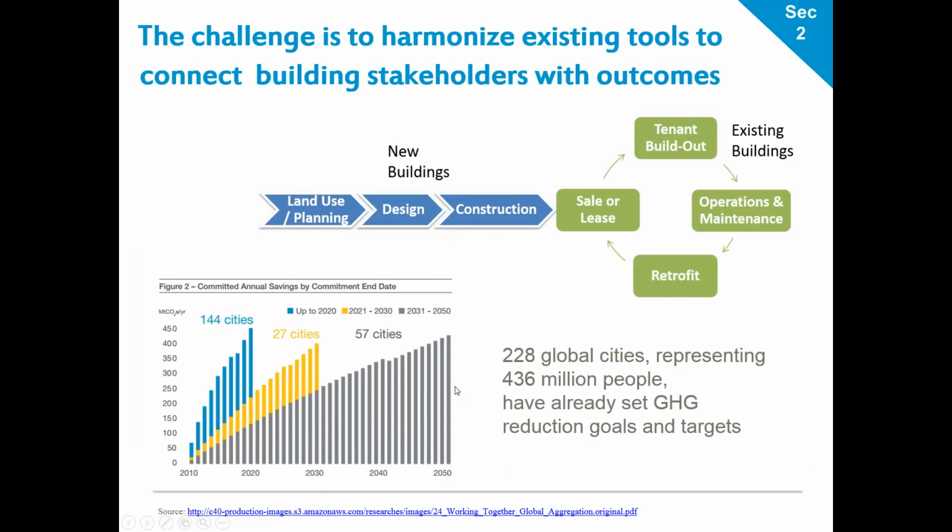Going back to the large global drivers that I mentioned, beyond Paris and the various accelerators, there has already been a large movement. So here you can see a summary from C40 of some of the 228 global cities that have already set GHG reduction goals and targets. More than 430 million people live in these cities. And here on the left you can see an estimate of the savings that would be achieved if these cities achieved their targets.